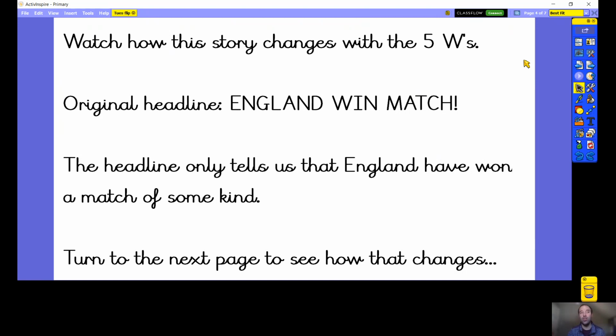Whereas it just says England win match, and if you like any sport to do with England, you might just pick it up to see what it's about. So that's the headline's job. But once we get to the 5 W's, it's all about detail. It's all about being specific.